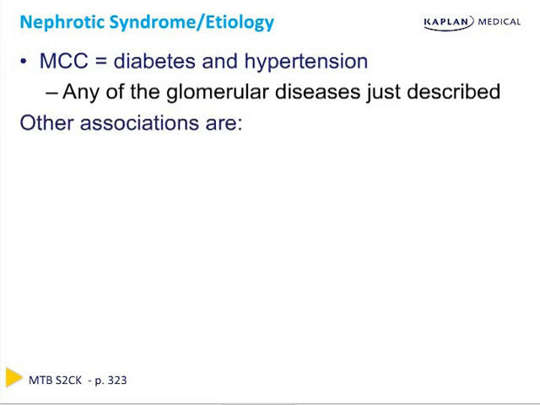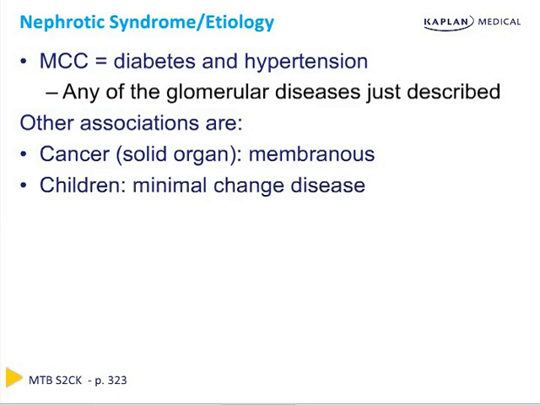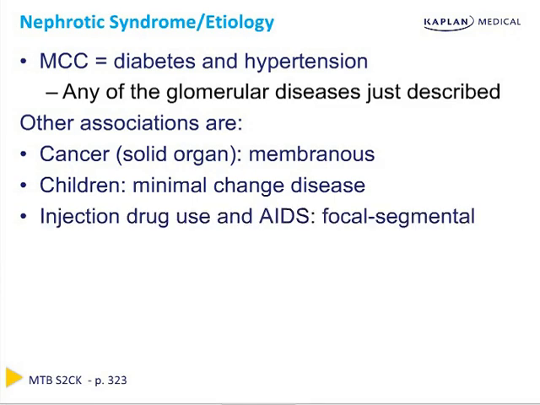There are some specific associations you should know for USMLE Step 2. The first is that cancer of any solid organ predisposes you to membranous glomerular nephritis. Children with nephrotic syndrome most commonly have minimal change disease. If a patient is described in the clinical vignette as an injection drug user or is HIV positive, you'll want to think about focal segmental glomerular sclerosis.